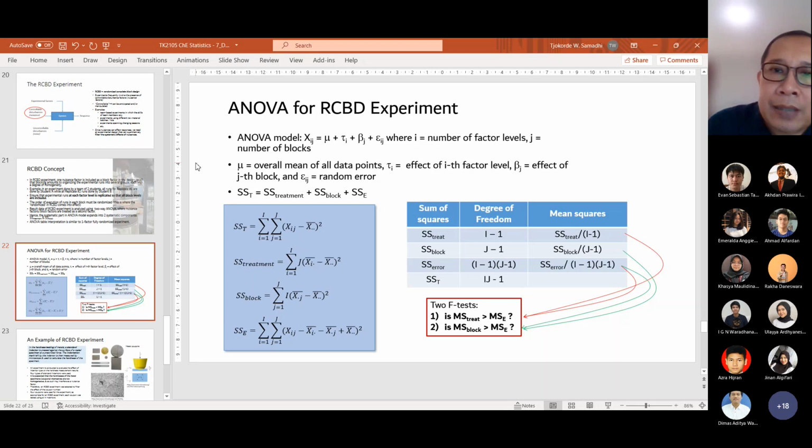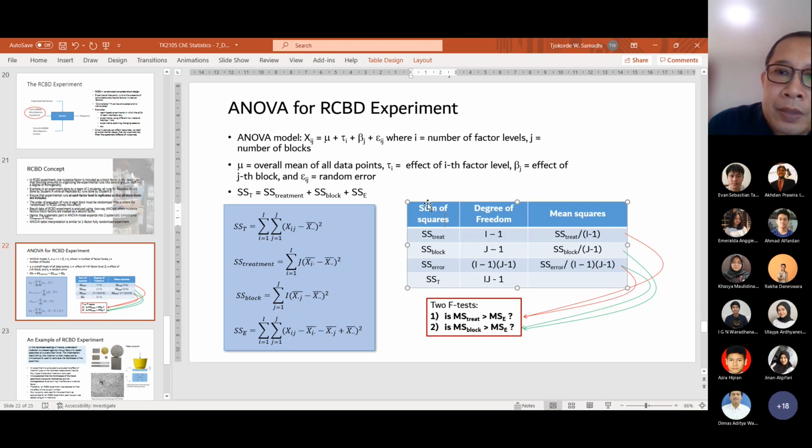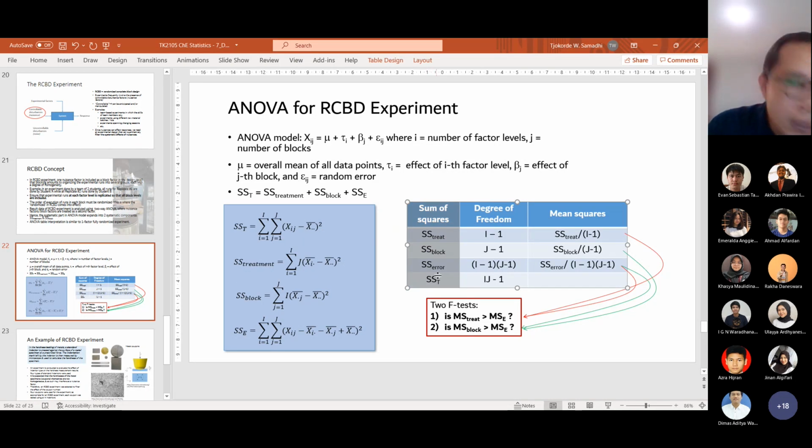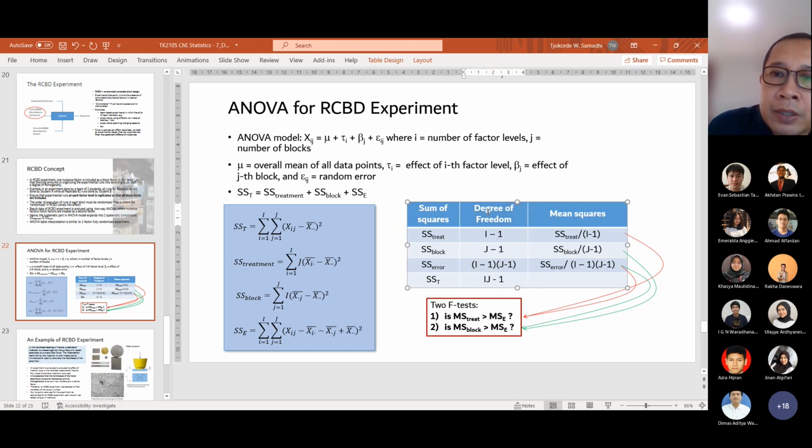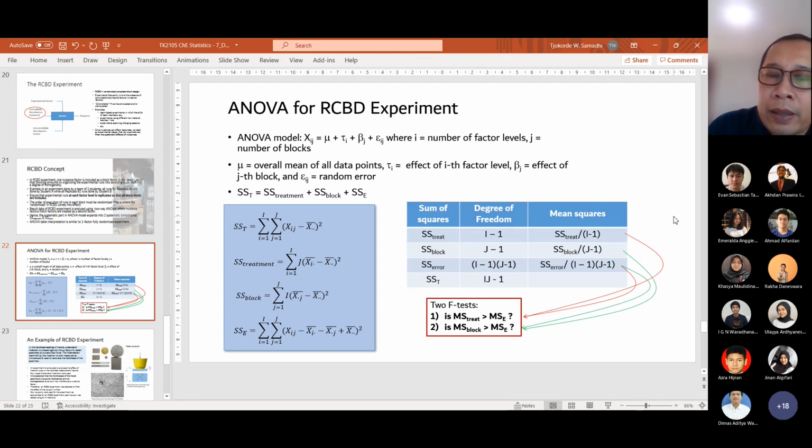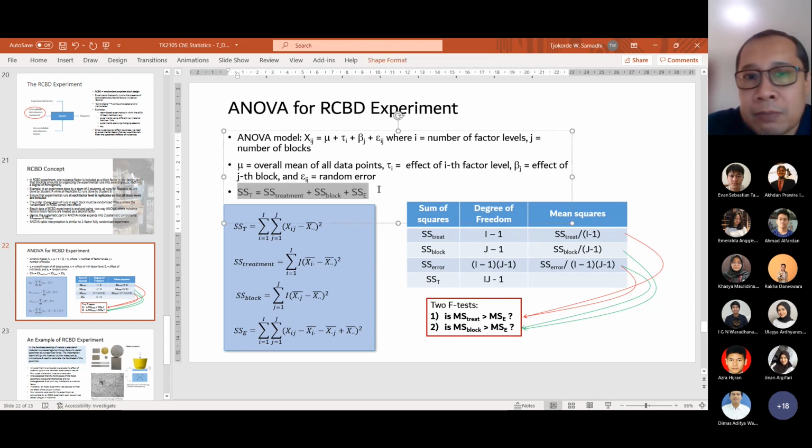Okay, and then on the right-hand side, we can see the Anova table. As usual, we start with the sum of squares and then the degree of freedom of each sum of squares, and then sum of squares divided by degree of freedom results in mean squares. Except this one, we don't have the total. You don't need to calculate the mean squares of total. So the summation happens here in the SS, not in the MS, but in the SS.